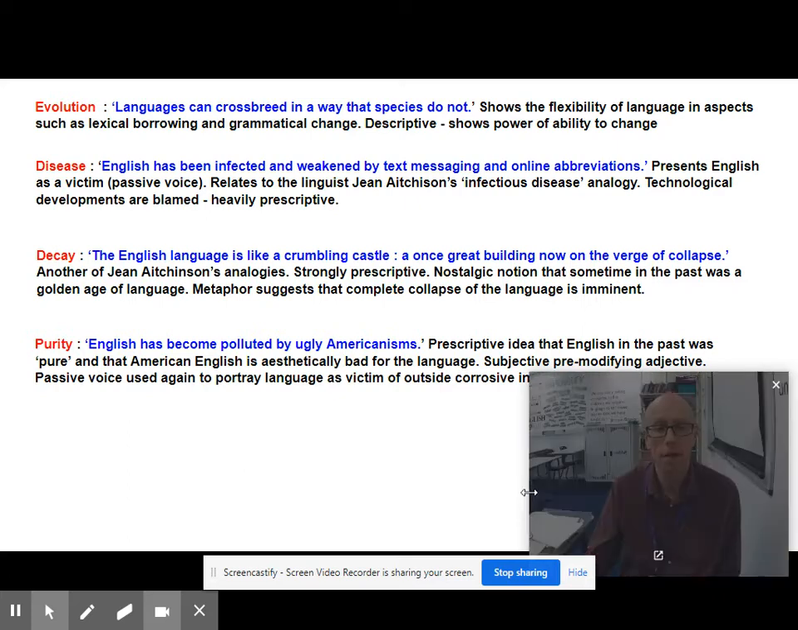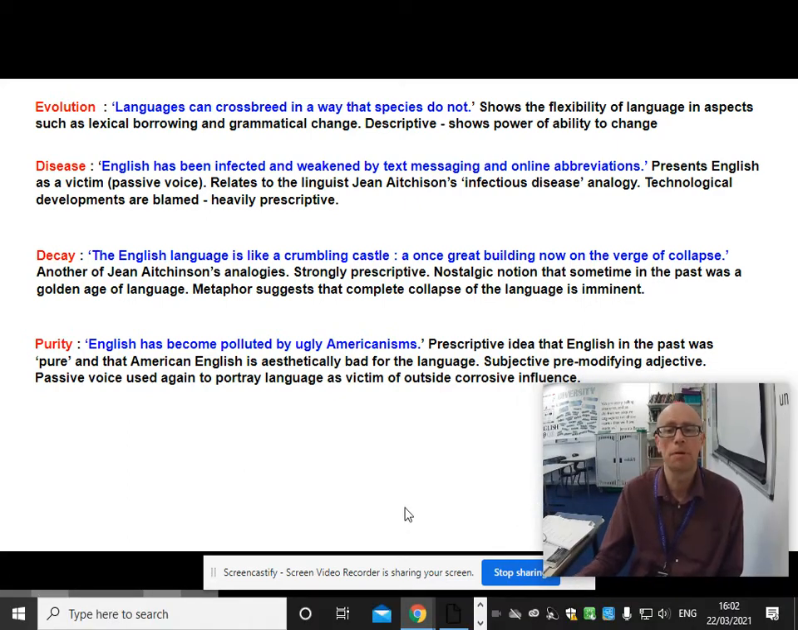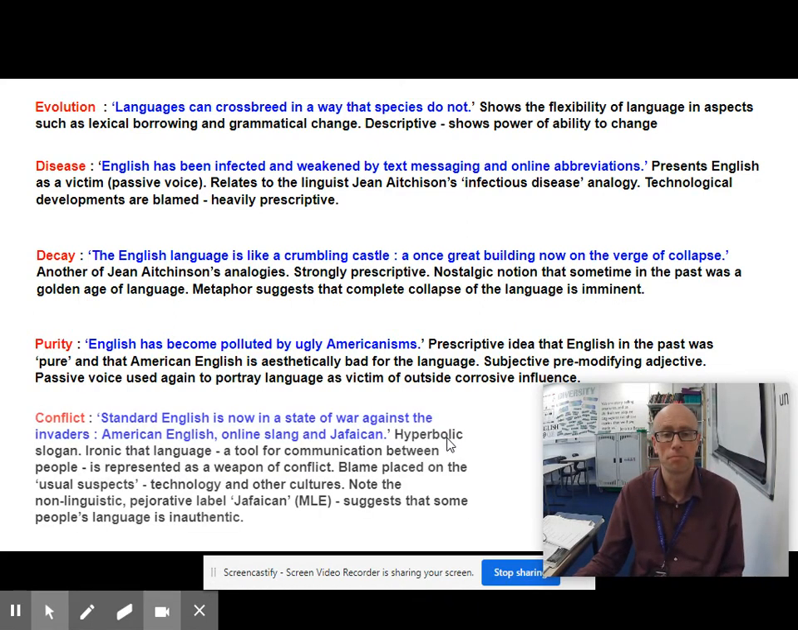We then have here about purity. So English has become polluted by ugly Americanisms. So this is the prescriptive idea that English in the past was pure and that American English is aesthetically bad for the language. Notice how we've got the subjective pre-modifying adjective ugly. And again, the passive voice has been used, has become polluted. So the passive voice is used to portray language as a victim. It's a victim of this external corrosive influence.